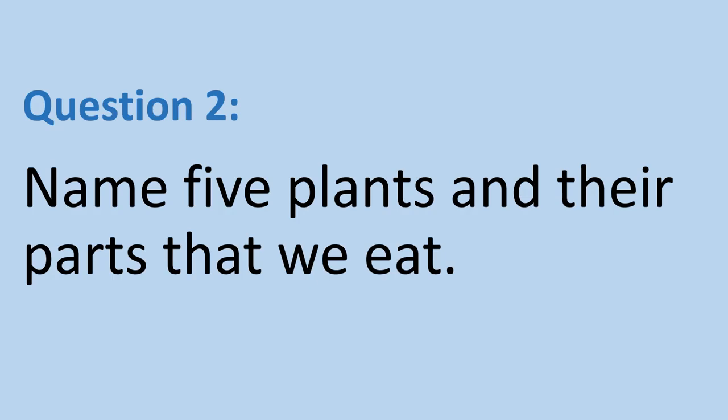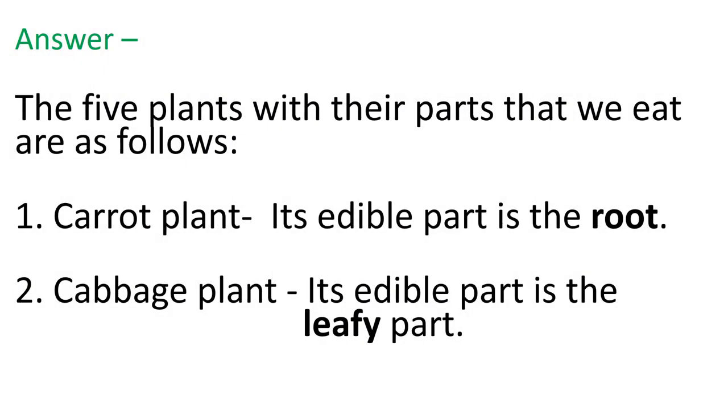Question number 2. Name 5 plants and their parts that we eat. Answer: the 5 plants with their parts that we eat are as follows. Number 1, carrot plant. Its edible part is the root. Number 2, cabbage plant. Its edible part is the leafy part.